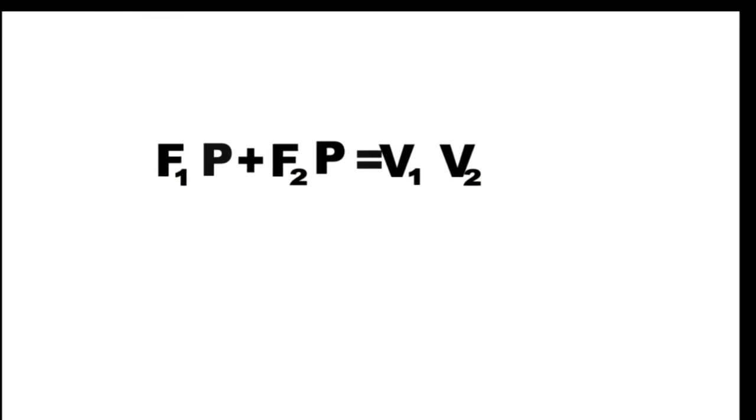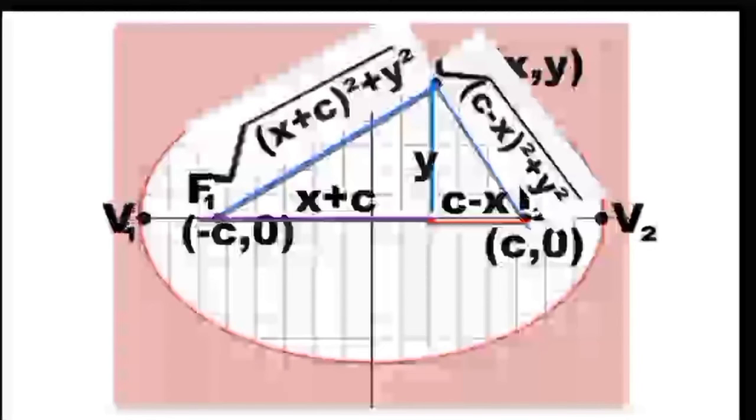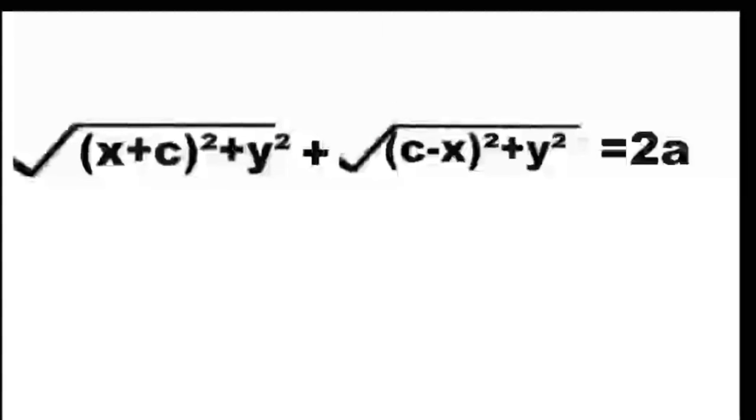We have the length from the first foci, f sub 1, to point P plus the length from the second foci, f sub 2, to point P equal to the length from the first vertex, v sub 1, to the second vertex, v sub 2. From this equation, we can start deriving the equation of an ellipse. Back to the ellipse. The length from f sub 1 to point P is obtained by the Pythagorean theorem as the square root of quantity x plus c squared plus y squared. And the length from f sub 2 to point P is the square root of quantity c minus x squared plus y squared. Adding these two lengths is equal to 2a.